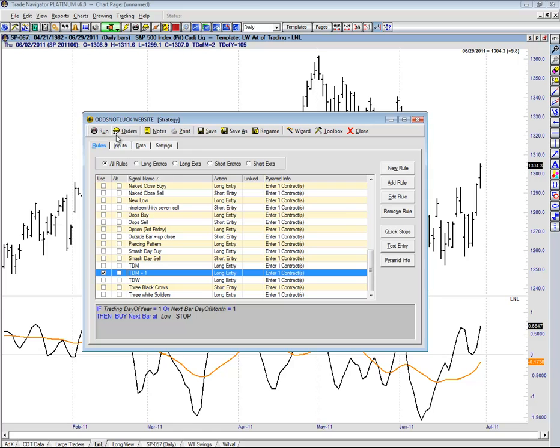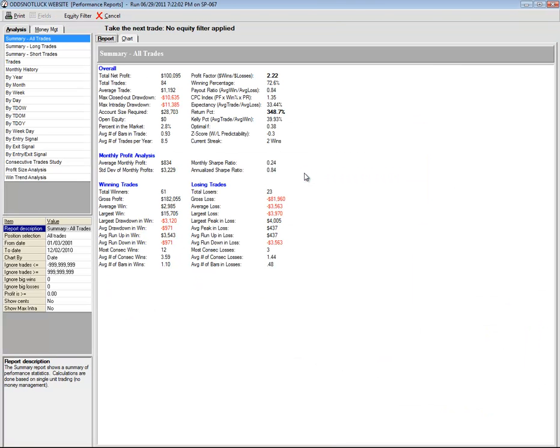So we're going to see what happens here. And what you see here is we get a couple less trades. 61 of 84. Average profit per trade is 1,100 or 1,192. 100,000 profit, 72.6%. So not quite as good.